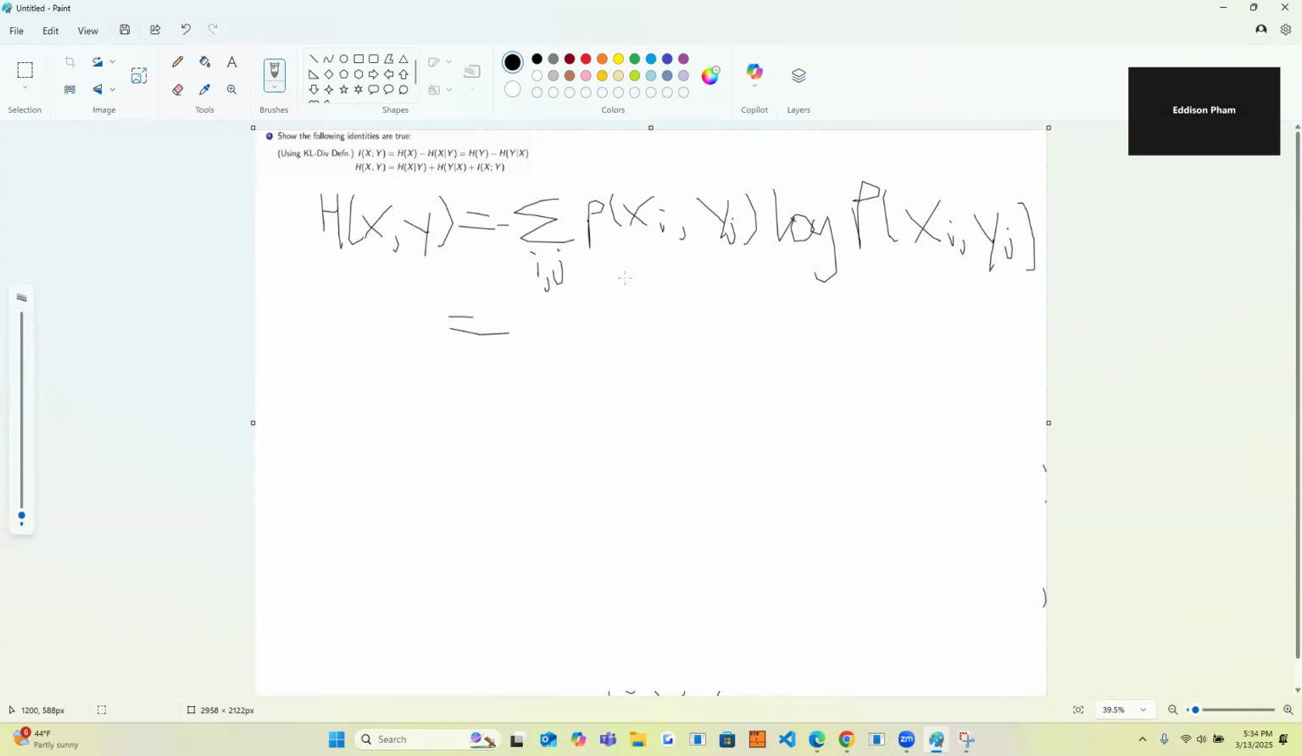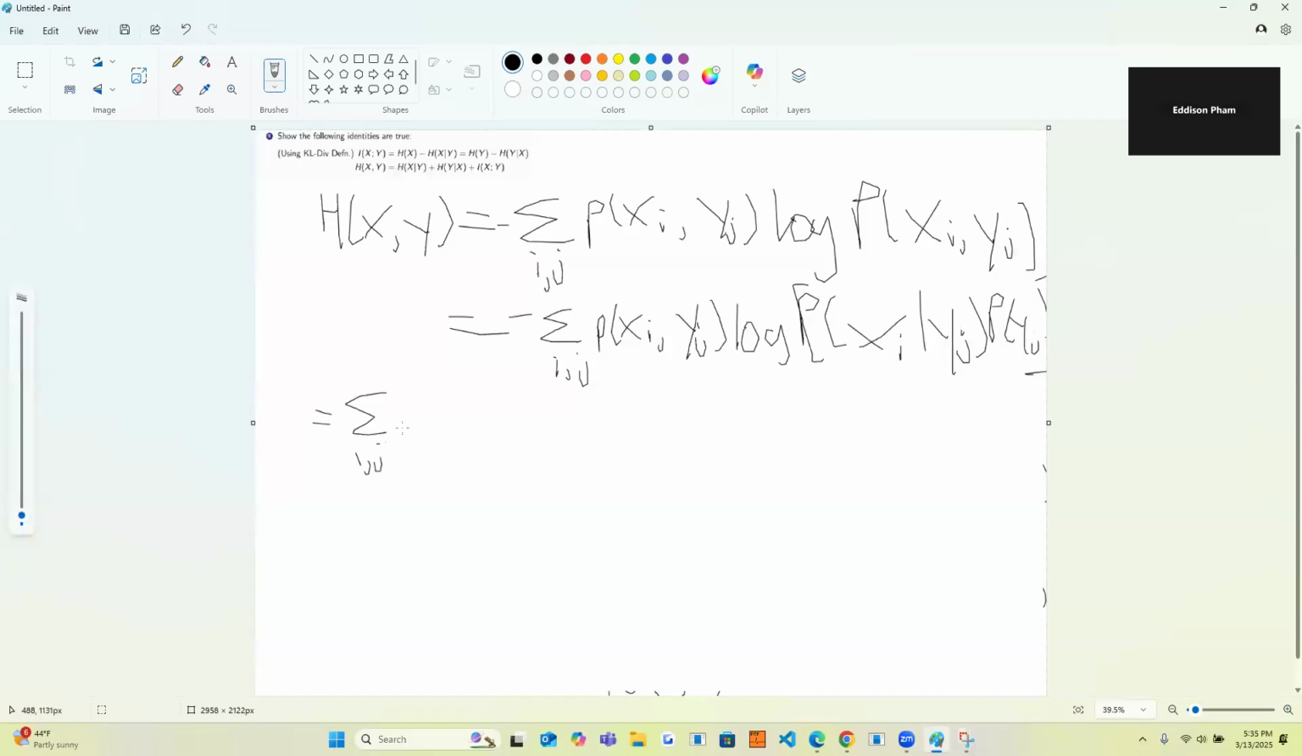Now, this is equal to, so we can do the same trick, turn this into a conditional probability. The sum over i, j of P of Xi, Yj, log of P of Xi given Yj times P of Yj, all in big brackets. I can fit the bracket in there. And then we do the same thing. We split up the summation like this. P of Xi, Yj, log P of Xi given Yj. Don't forget the negative sign. And then since this is multiplied, we also just subtract because we're distributing the negative sign.